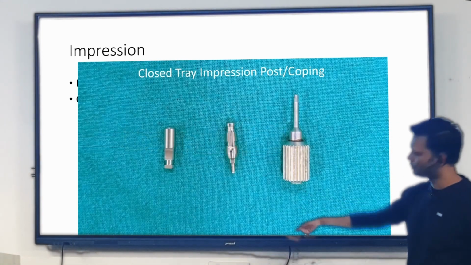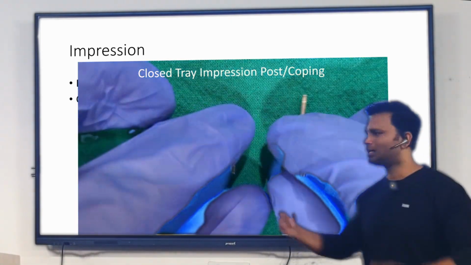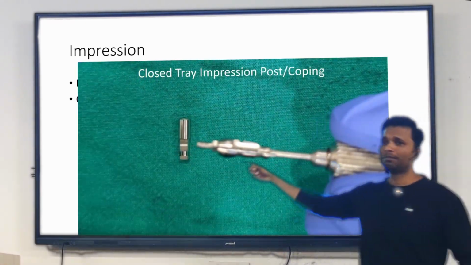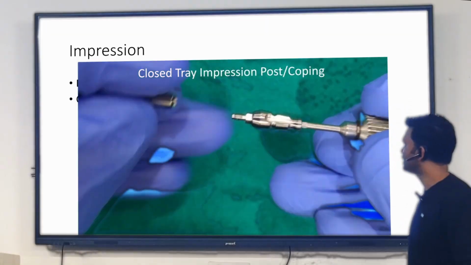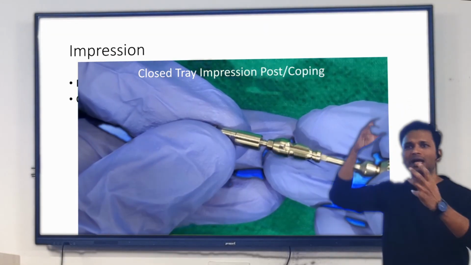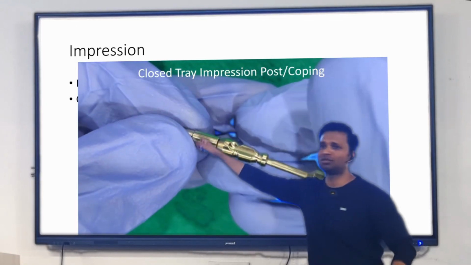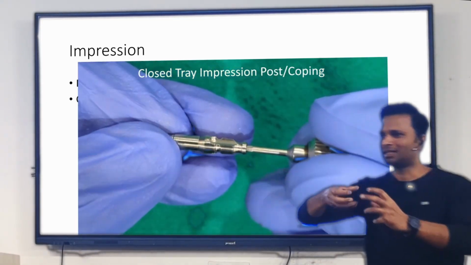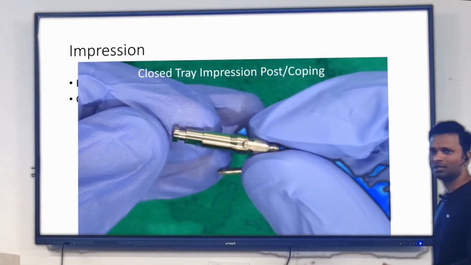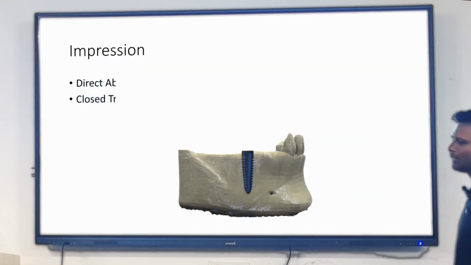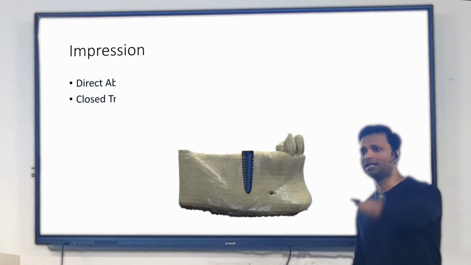So now I'm going to show you how we attach the impression post, that is the closed tray impression post, to the implant analog. The same way you can attach it to the implant also. Just the screw is tightened, and the screw gets tightened into the threads inside, and this becomes a single unit. Okay, simple enough to understand. Next, I'm going to show you first the animation, then the clinical demonstration.